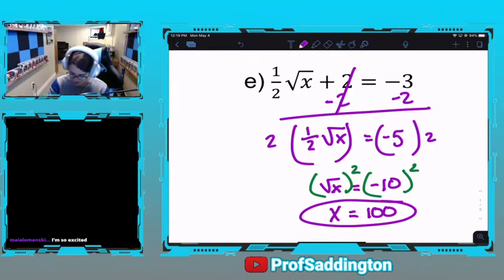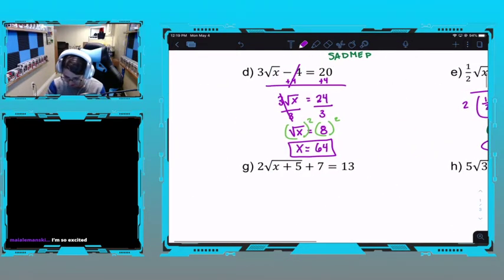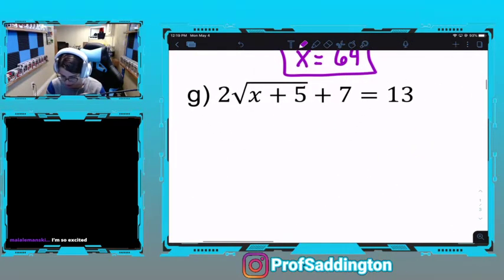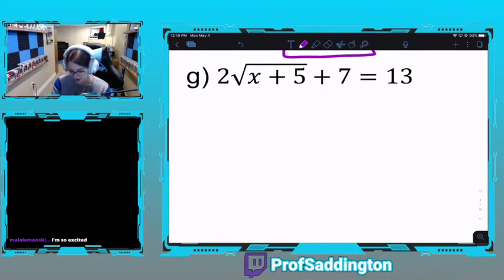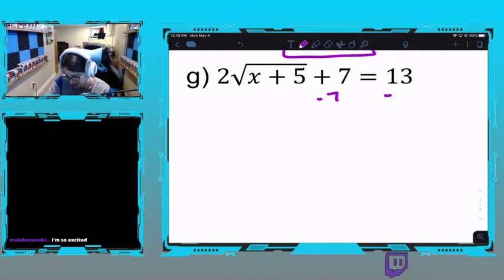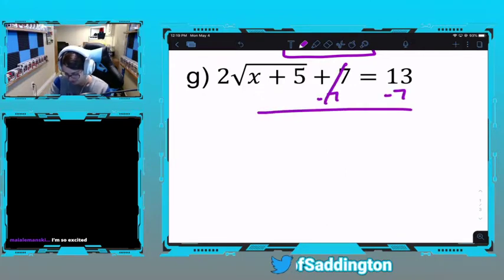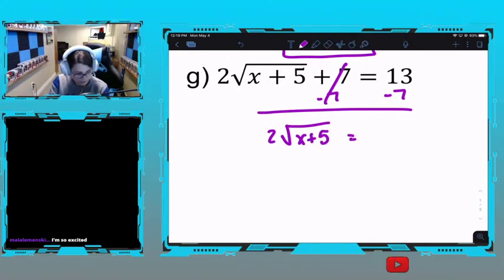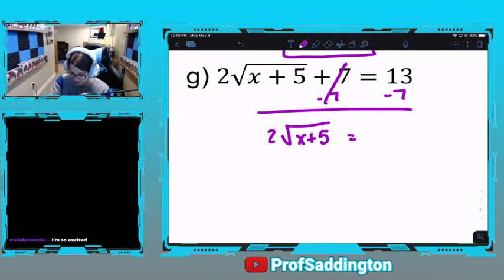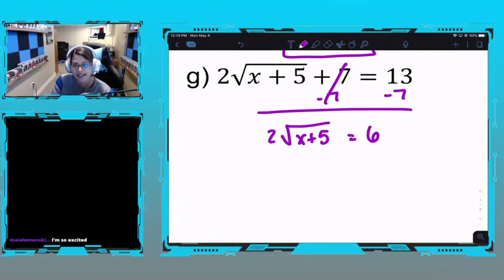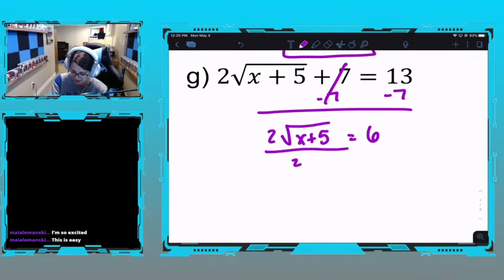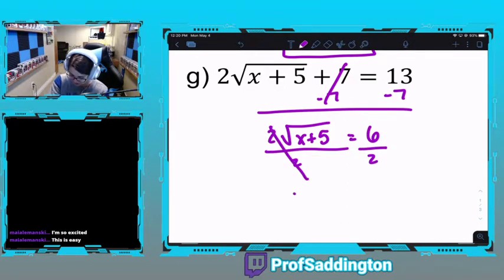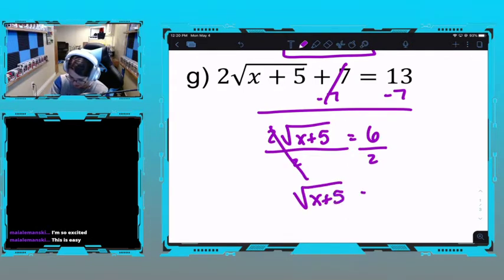There it is. Okay. So let's scooch down to example G. So is there any piece I can add or subtract over? Yes, there is. I can subtract over that 7. So I'm left with 2 square root of x plus 5 equals 13 minus 7, which is 6. Then I ask myself, is there anything I can divide or multiply by? You can divide each side by 2. So we have radical x plus 5 equals 3.